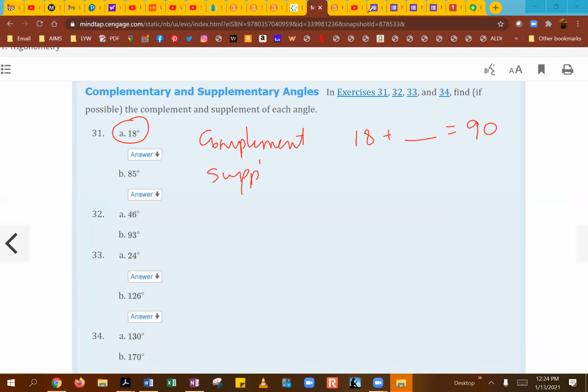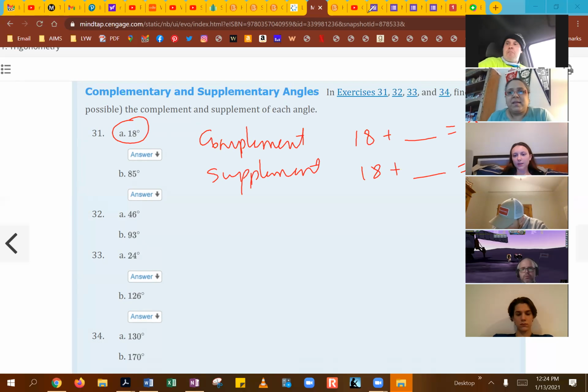For the supplement, it's 18 plus what will add up to 180. So what will those two angles be? Okay, that makes sense.